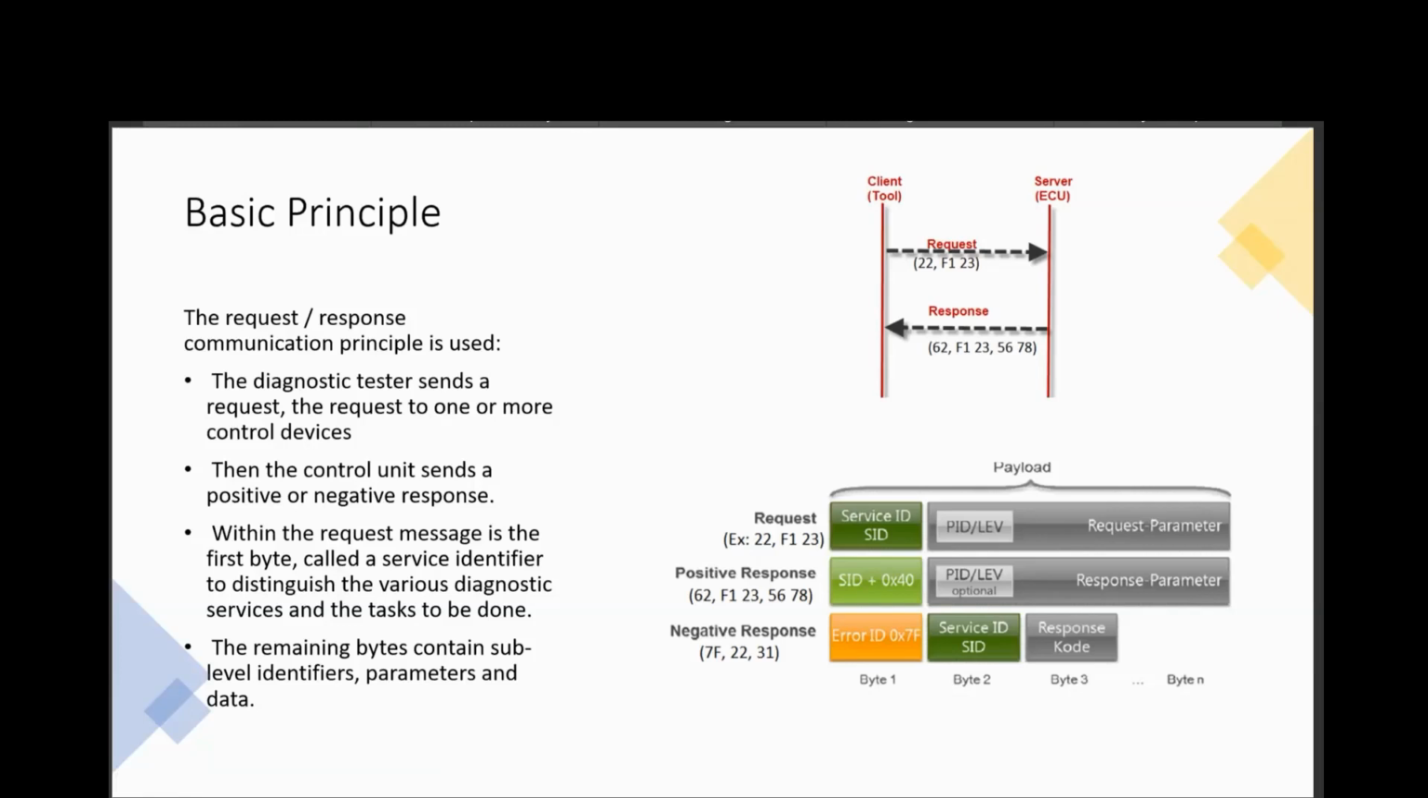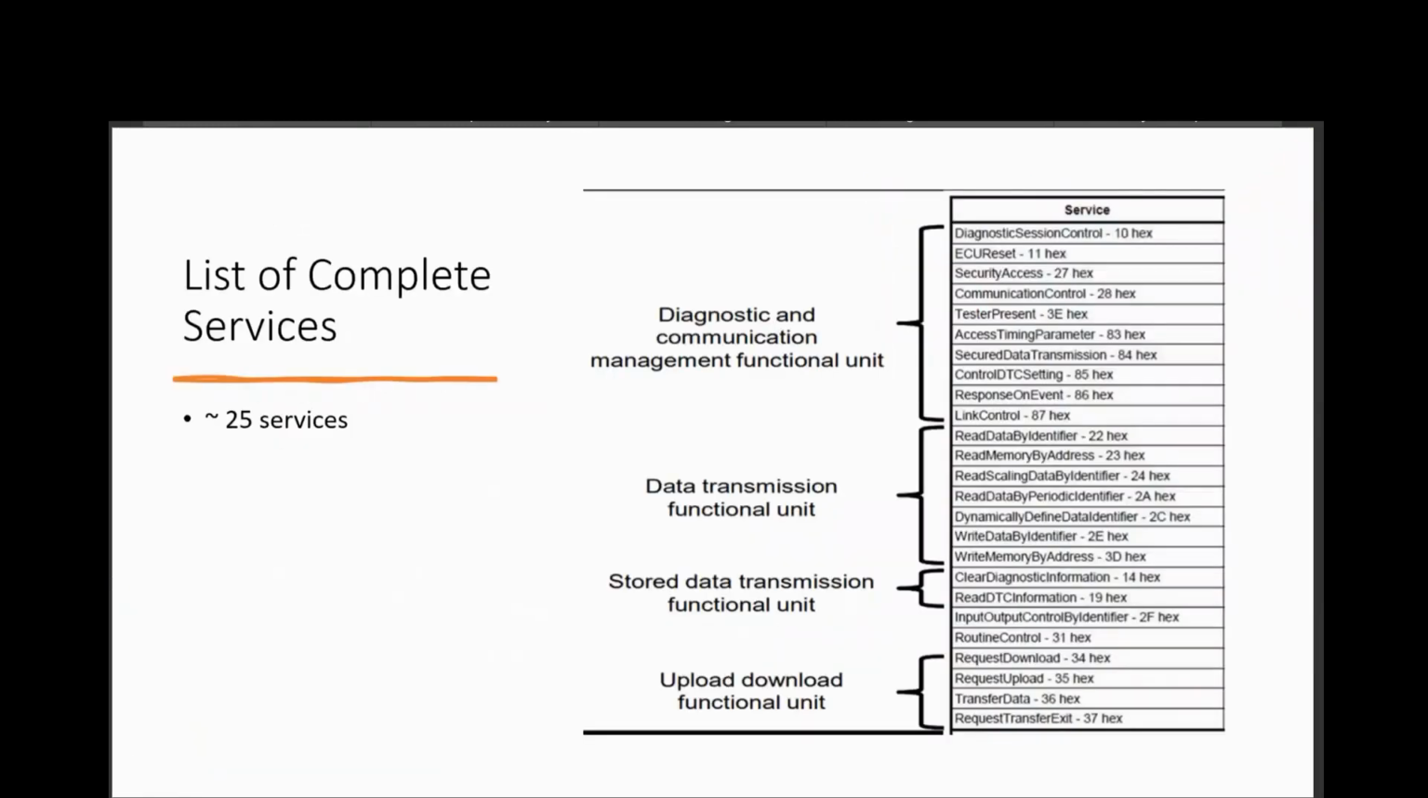So next, if you see the list of complete services, as I told, there are nearly 25 services, as you can see here. In the previous slide, we saw only one service, that is RDBI, read data by identifier service. Each service has a unique functionality to do. All the 25 services are mainly divided into 4 parts as given here: the diagnostic and communication management functional unit, the data transmission functional unit, the stored data transmission functional unit, and the upload download functional unit.